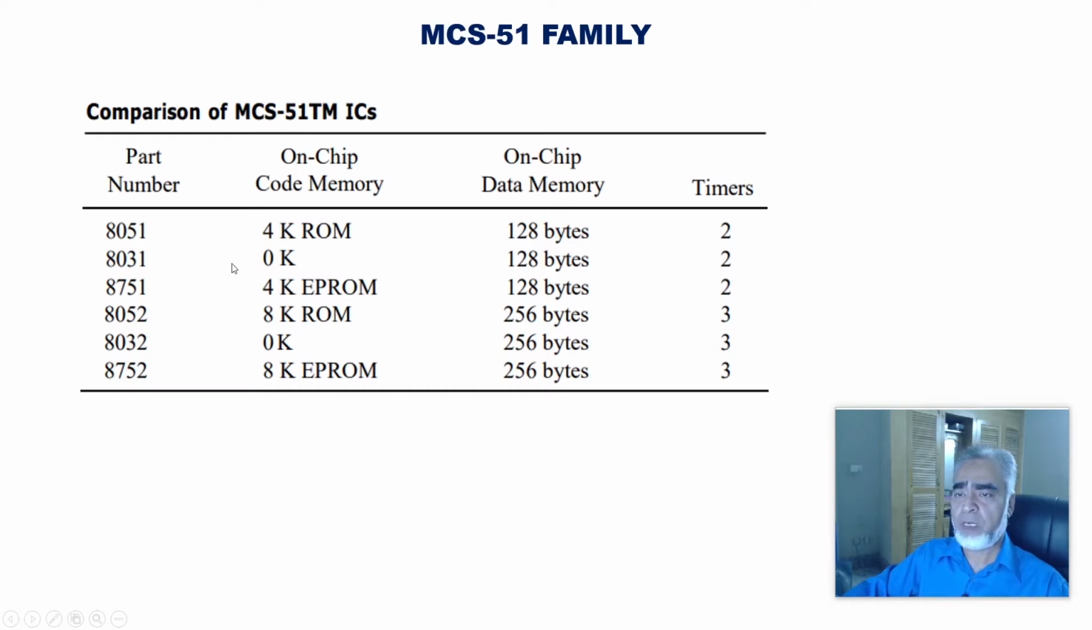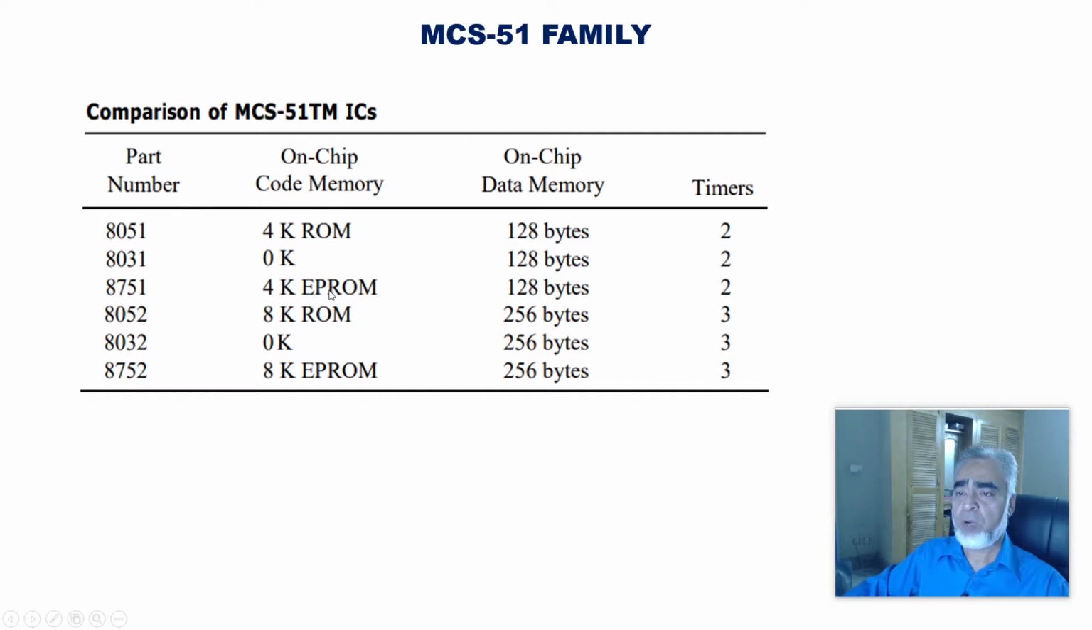And here we can find 8031, whose internal ROM is 0. It means that we cannot use this device as a microcontroller. We can only use this device as a microprocessor, and we have to connect the ROM outside of the chip. The 8051 device is OTP, that is one time programmable. So we can program this ROM only one time, and we cannot change its program in future. If we have any 8051 device, then we will use this device as a microprocessor and will connect the ROM as an external device.